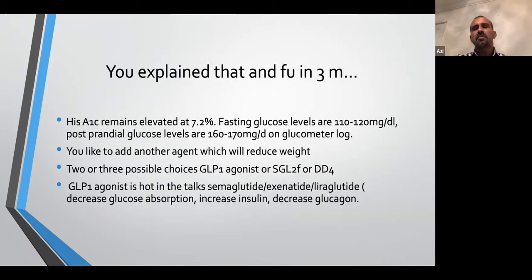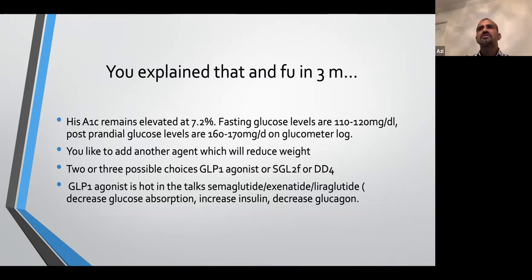So we explained all that to the patient, that this is a good option for you to start. The patient is started, he comes back in 3 months. A1C is still at 7.2. Fasting plasma glucose is 100 to 120, postprandial is 160, 170. Now we offer him to add another agent. And he wants to lose weight, as we can see that his BMI is still high. And what would be the next best option?